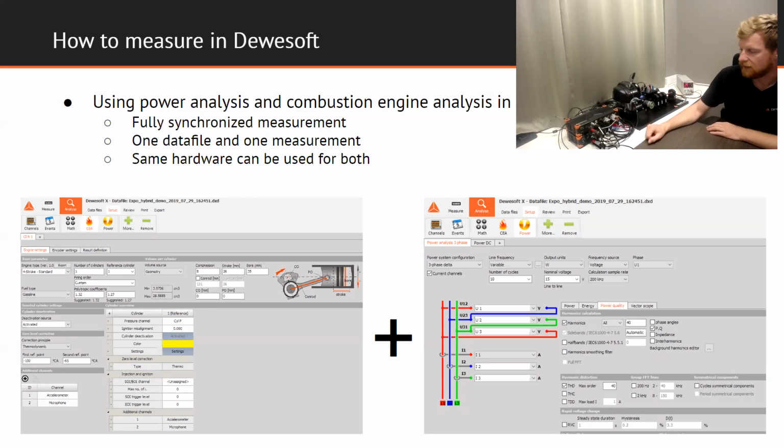So if it's a 600 volts or 800 volts battery, then we need high voltage inputs, which can go up to 1000 volts. Or in this case, we can just connect them to any ACC input or SDG input via an adapter, and we can connect the banana cables directly.